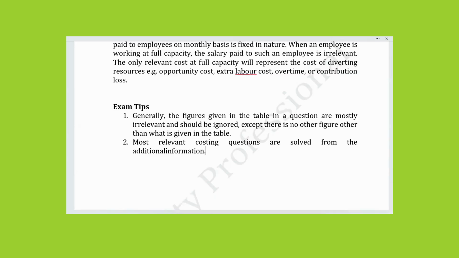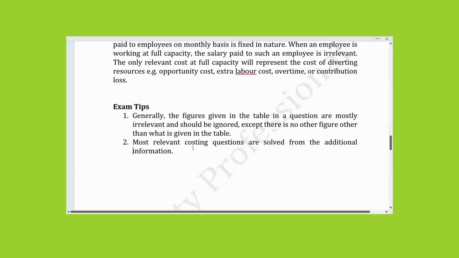Once you see the additional information, let's say additional information 1, the examiner will paint the scenario as related to the question, so you treat it the way it comes. You go to additional information number 2. What do you have there? You read it and treat it appropriately as the examiner has given it to you. So anytime you want to solve a question under relevant costing, your focus should be on the additional information. Number 3.